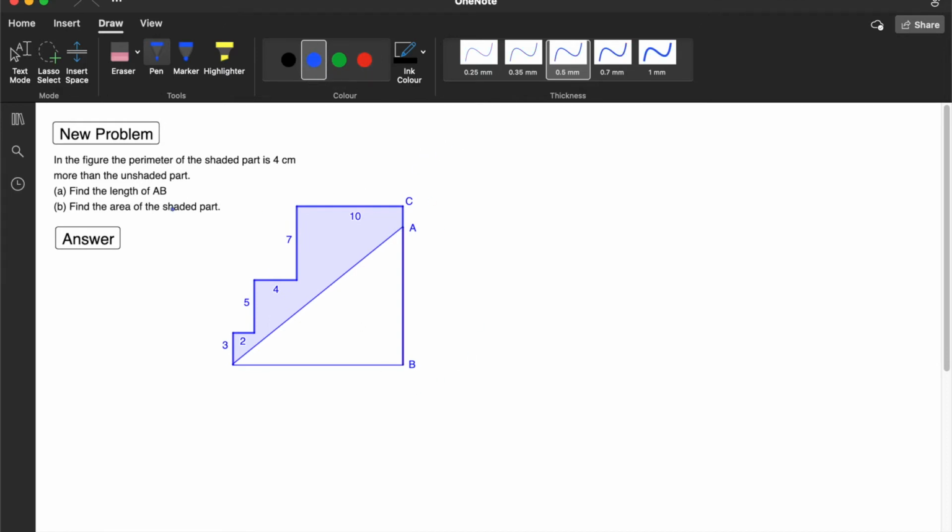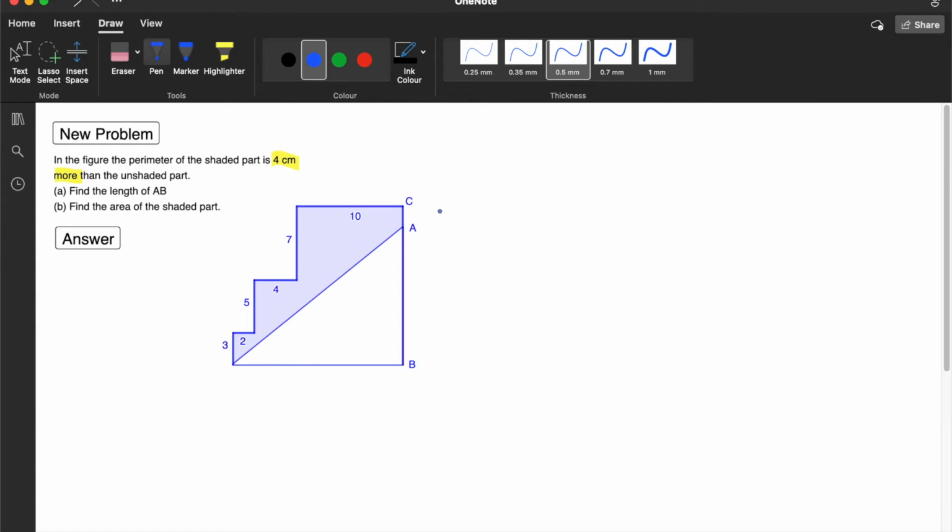Before we start, let's read the question together. In the figure, the perimeter of the shaded part is 4 centimeters more than the unshaded part. We are told to find the length of AB, which is here, and after that find the area of the shaded part. Before we proceed, let's do our simple calculation just now. You notice that these two lengths are not given, but we can easily find them by summing up the vertical and the horizontal lengths that are given there.